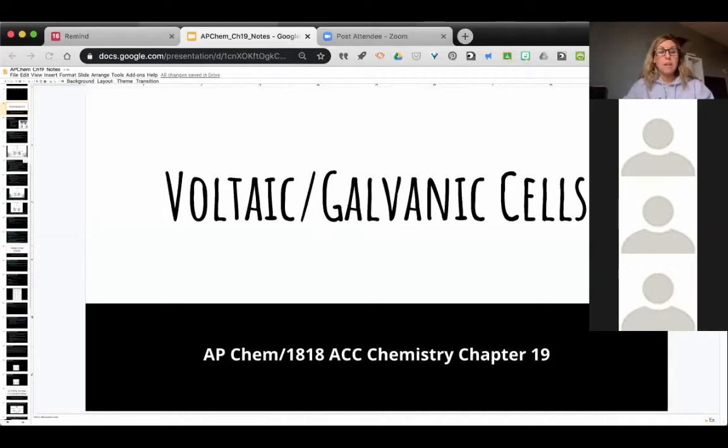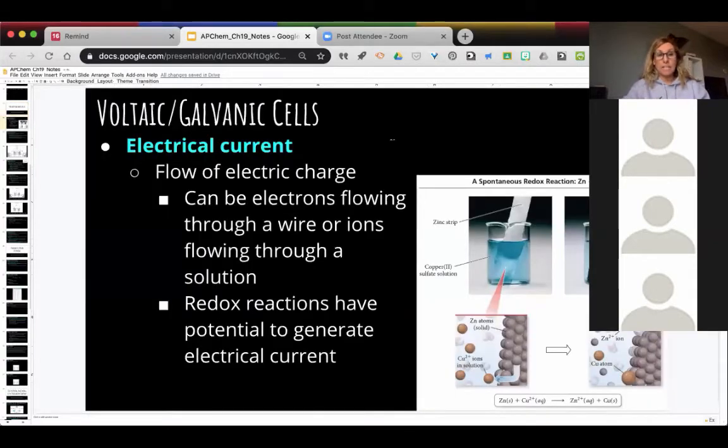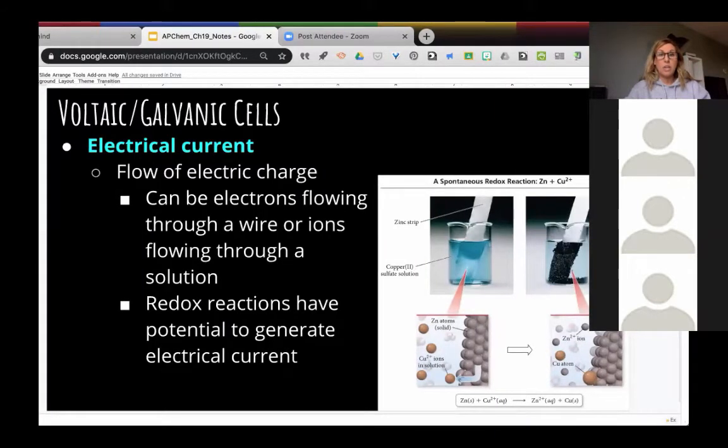So what a voltaic or a galvanic cell is, it's an electrochemical cell that uses a chemical reaction to generate electricity. These 2 words, voltaic and galvanic, mean the same thing. Some textbooks use voltaic, some use galvanic. This one tends to use voltaic a little more, but you'll see both of those, so we'll try to use both interchangeably.